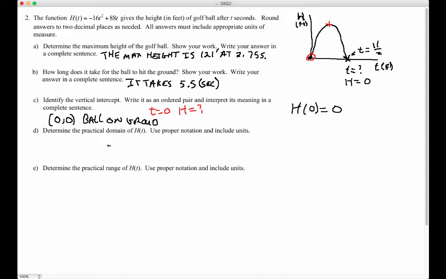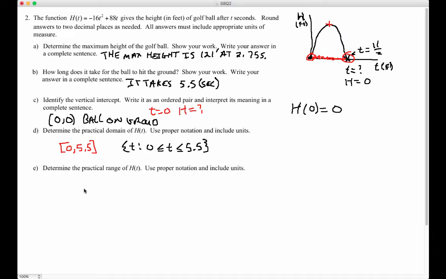Okay, determine the practical domain of h of t. Use proper notation, include units. Okay, so what is the practical domain going to be? So the practical domain is going to be from here to here, okay? In other words, it's this interval right here along the t-axis. And so that interval along the t-axis, it says it's going to go from 0 out to 5.5, what we found earlier, okay? So another way you could have written that is you could have said, well, this is the set of t's such that 0 is less than or equal to t, which is less than or equal to 5.5. Either of those would be just fine.